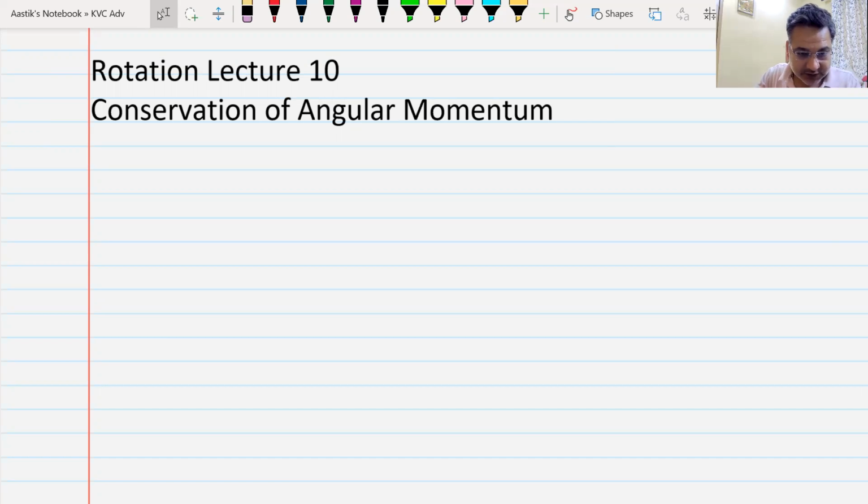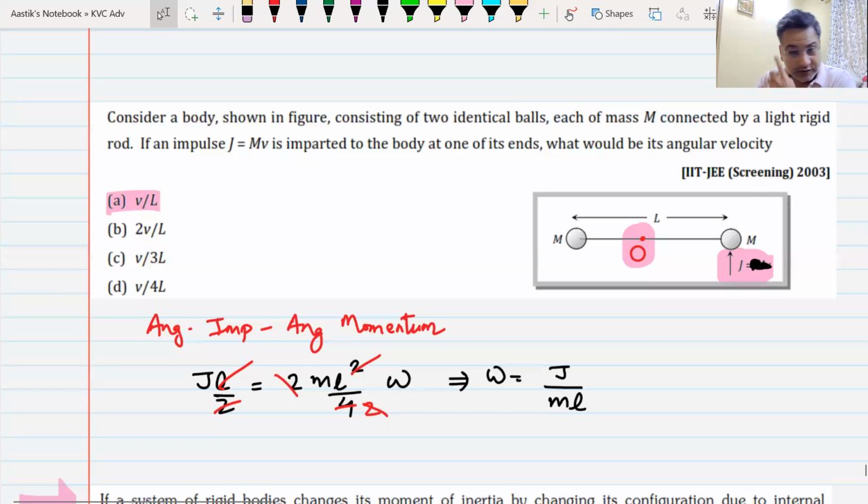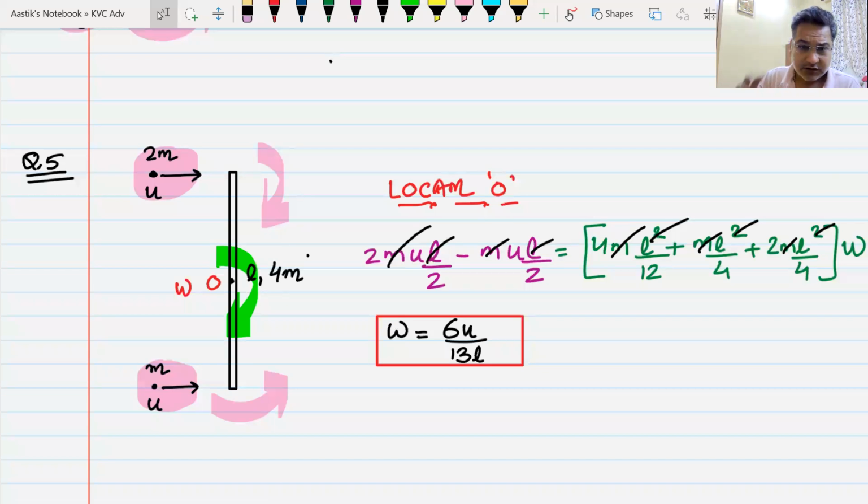We were dealing with the law of conservation of angular momentum, and in the previous classes, we had done some exciting problems, including the problem from JEE, where we had the angular impulse and angular momentum theorem coming to our rescue. Then we had our usual questions where the rod was fixed and the bodies were colliding.